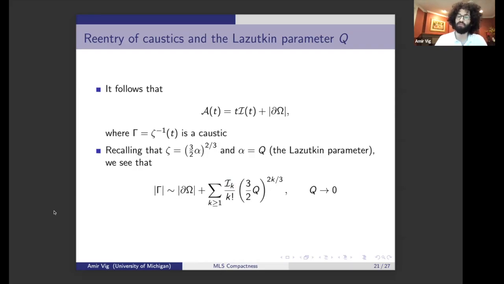These IKs are integrals of curvature polynomials. All right. So this expansion, again, holds as Q goes to 0, which means that your orbits are more and more glancing. They correspond to whispering gallery modes in the Laplace spectral sense.